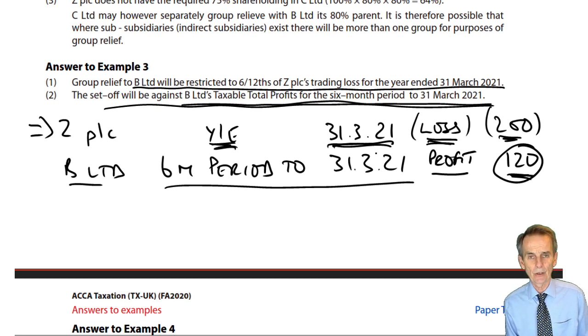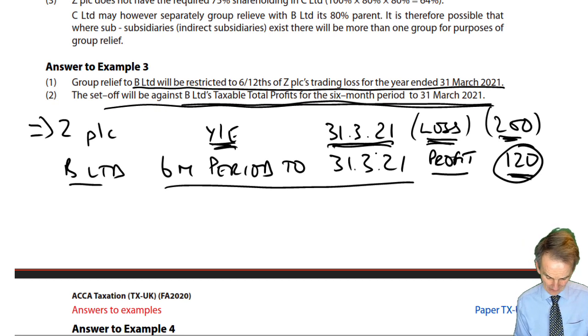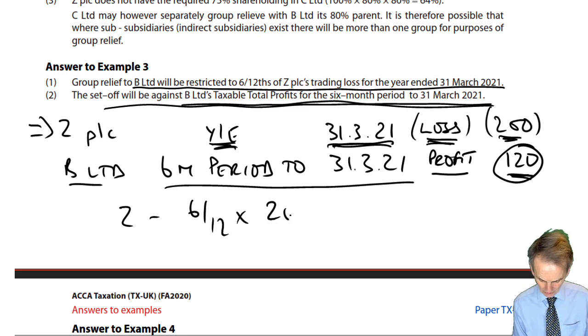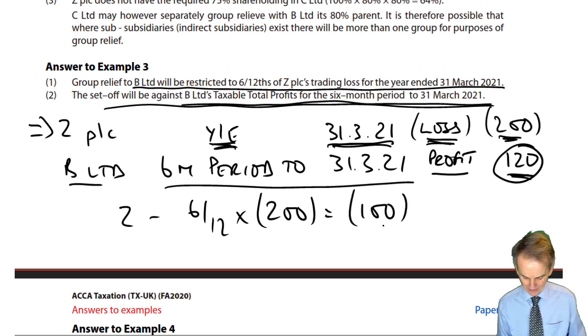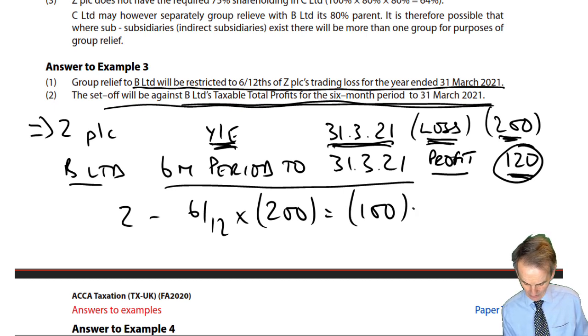So all of the profit of the claimant company is eligible to be group relieved. The problem is Z, inasmuch as only 6/12 of its loss of 200, therefore 100,000, is eligible to be group relieved. So you can only take 100,000 of the 200,000 loss, and because that is less than the profit of 120, all of that 100 could be offset.